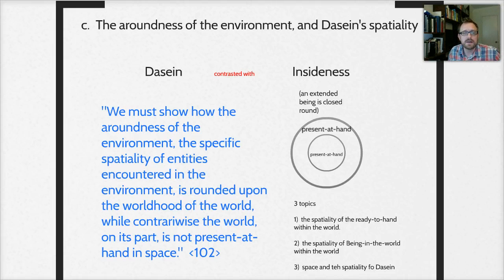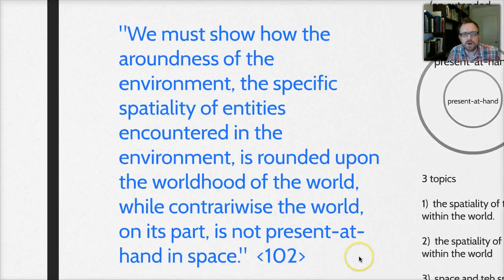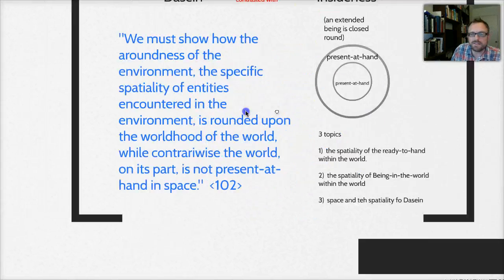Now, we should notice here that when we talk about Dasein's spatiality, we've been contrasting Dasein with the sort of conception of the inside. We've been talking about the aroundness, and so there must be an insideness, right? Where there's something that's in and there's something outside. Both of these get taken as a sort of present at hand, right? And this means that, quote, we must show how the aroundness of the environment, the specific spatiality of entities encountered in the environment, is rounded upon the worldhood of the world, while contrariwise, the world on its part is not present at hand in space.